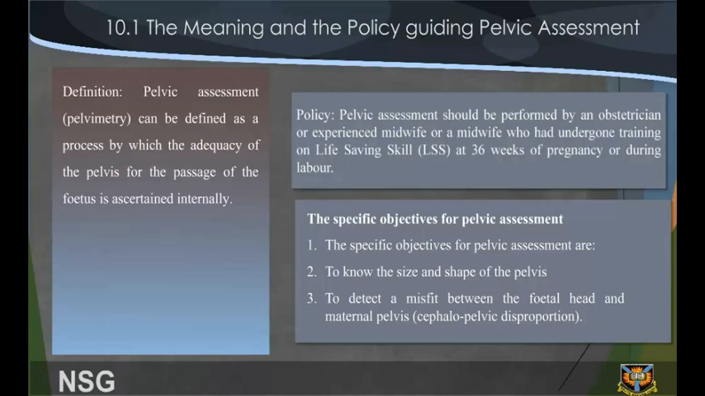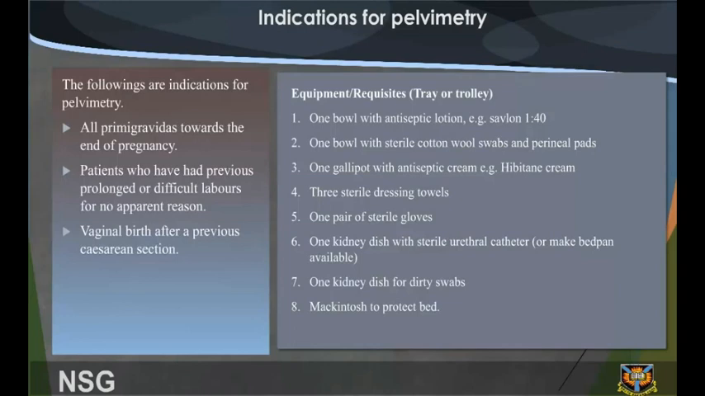The specific objectives for pelvic assessment are to know the size and shape of the pelvis, and to detect a misfit between the fetal head and maternal pelvis. Indications for pelvimetry. The following are indications for pelvimetry: all gravidas towards the end of pregnancy; patients who have had prolonged or difficult labors for no apparent reason; and vaginal birth after a previous cesarean section.